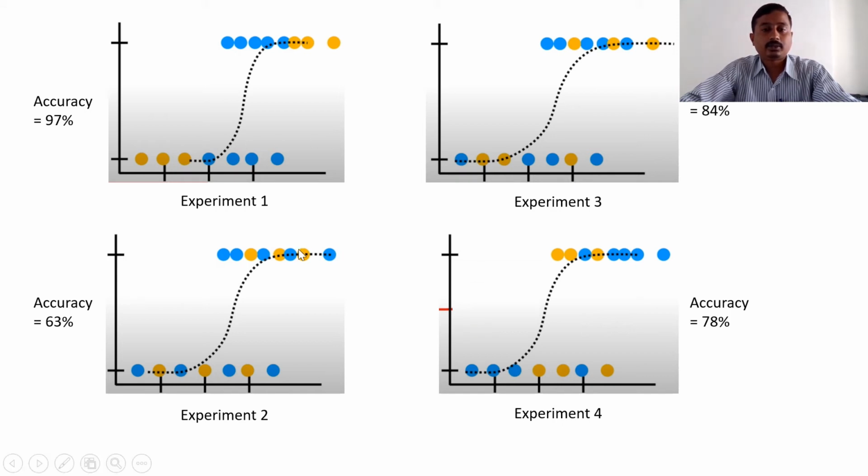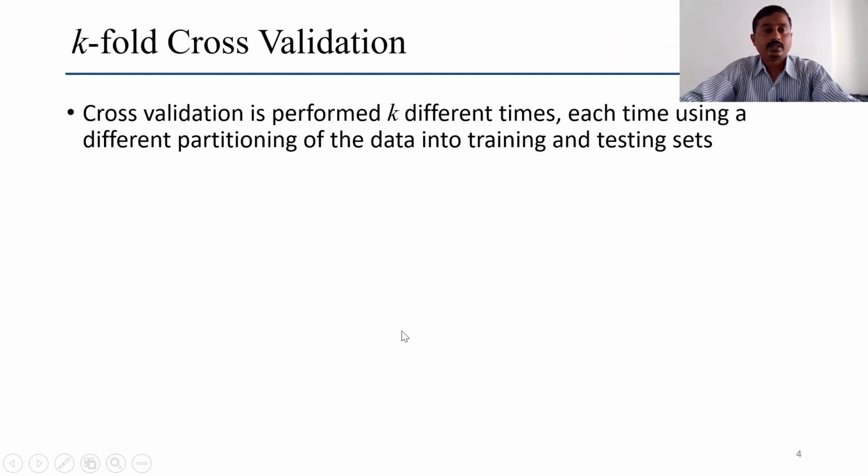That's why in cross validation we take an average of these experiments, and when we divide a data set in 4 blocks and perform cross validation, that type of cross validation is known as 4-fold cross validation. And in general, when we divide a data set in k blocks, that cross validation is known as k-fold cross validation. In k-fold cross validation, the experiment is performed k different times, each time using a different partitioning of the data into training and testing sets.